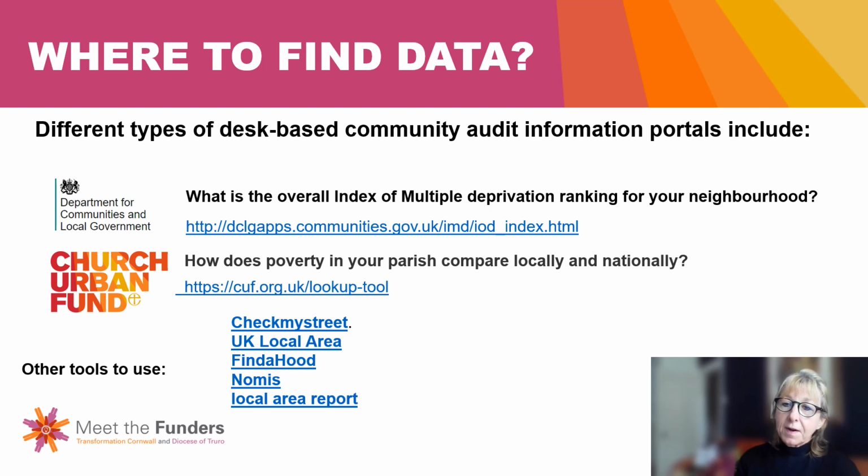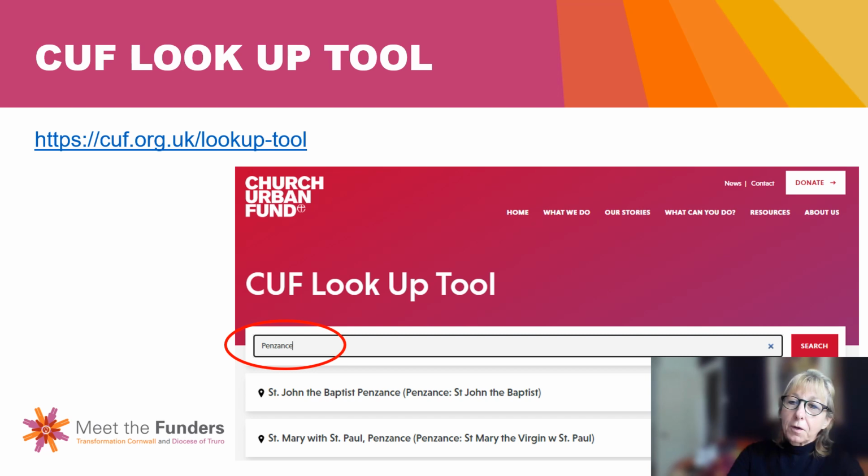Now, where do we find the data? There are different types of data. It can be desk-based, it can be community audit information, and the links are on the website in the resource document. So there's a large number of data sources, and we will follow up with this information. If you can't find it on the website, you can just contact us.